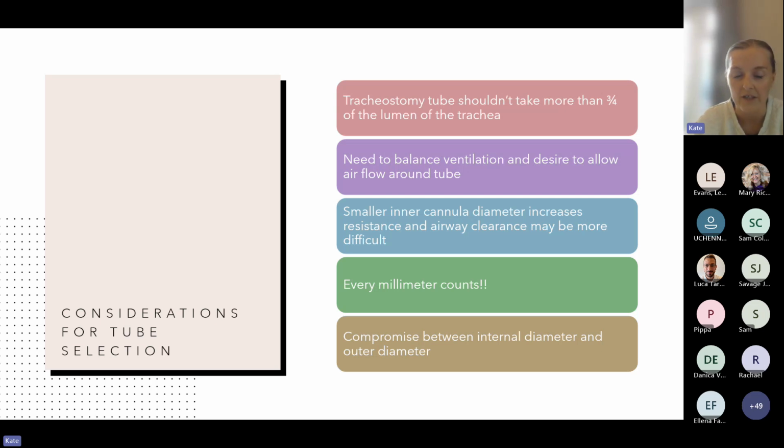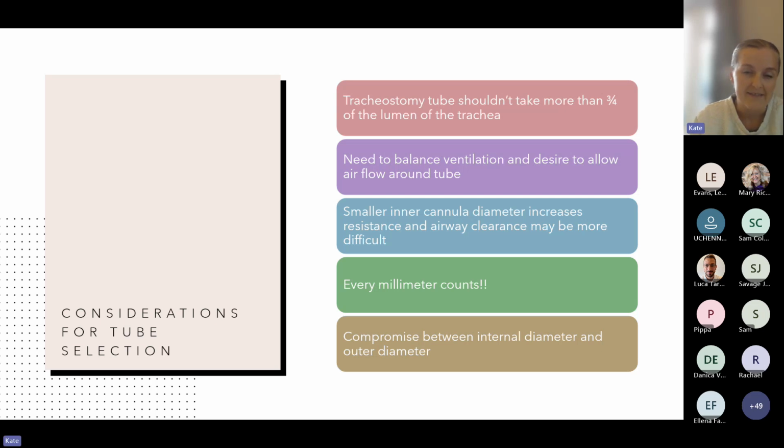It was removed in the FICM and the ICS guidance for tracheostomies in 2020, sorry. And they now just recommend that there should be a balance. So there needs to be a balance for ventilation, breathing through a tracheostomy tube when the cuff is up and inflated, alongside the desire to allow airflow around the tube when the cuff is deflated, as well as for the use of a one-way valve, which I'll go into more detail a little bit later on.